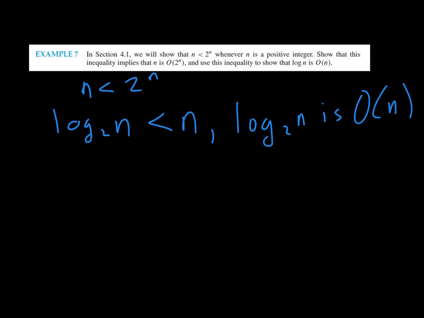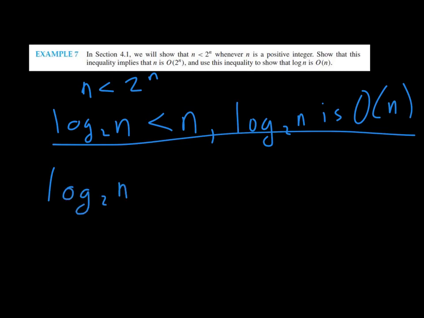But what do we do about more general bases? If I don't want to just deal with log base 2, how can I deal with that? Well, in that case, we're going to use the change of base formula that, again, you learned in college algebra, that lets us write log base b of n as log base 2 of n divided by log base 2 of b. And again, that's just applying the change of base formula.